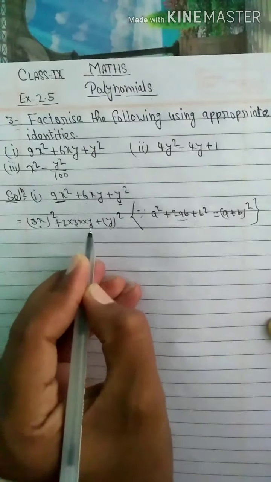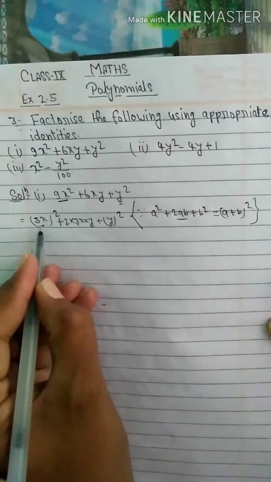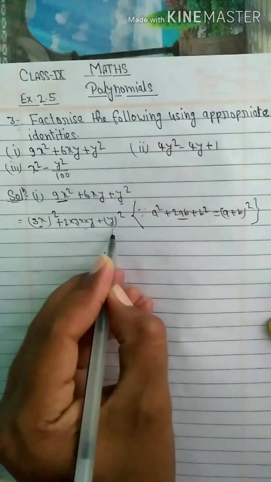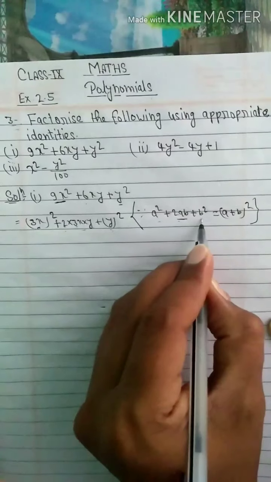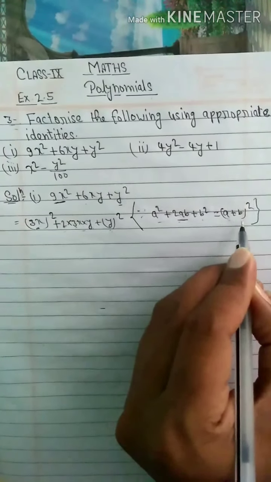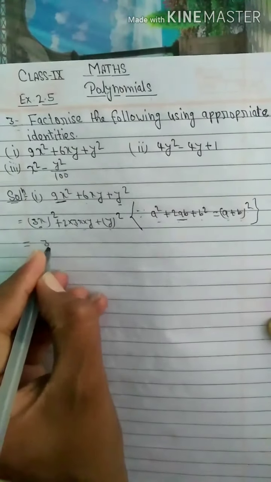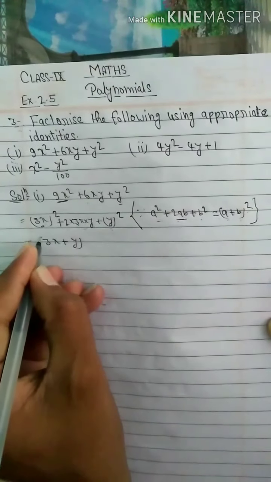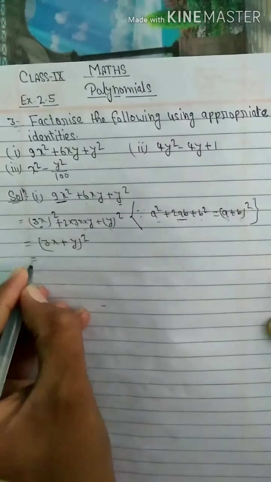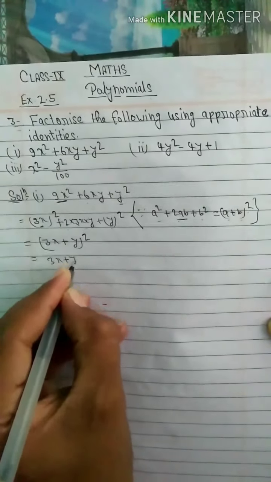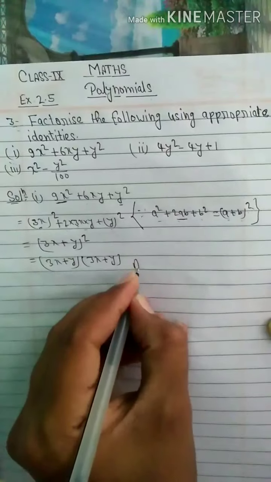So 2 times 3 is 6xy. Here it is equal to 6xy. It means a square plus 2ab plus b square. So this expression is in the form of a square plus 2ab plus b square, and we know that this expression will be equal to a plus b whole to the power 2. So we can write a as 3x and b as y, so 3x plus y whole to the power 2, and we can write it as 2 times 3x plus y, 3x plus y. So now this is your answer.